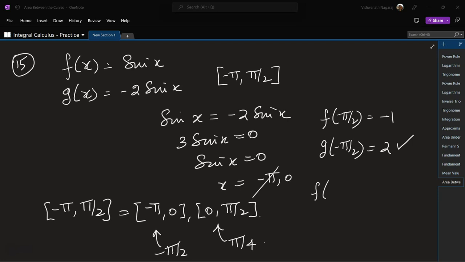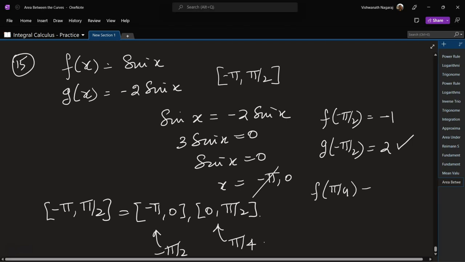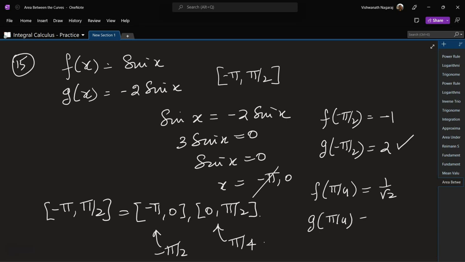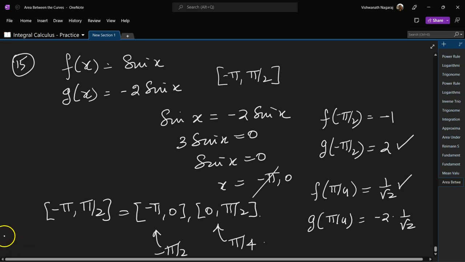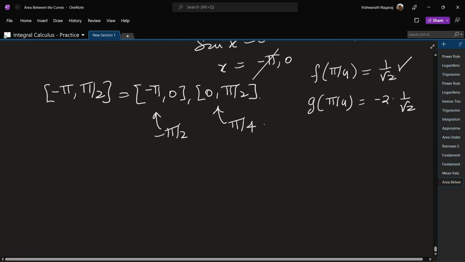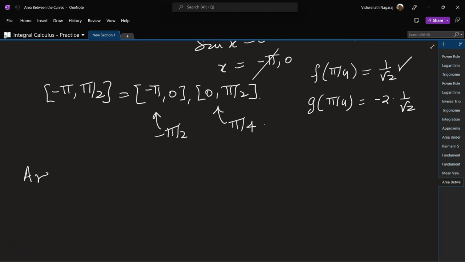In the second interval, let's pick pi by 4. F of pi by 4 is equal to sine pi by 4. Now sine pi by 4 is 1 by root 2. G of pi by 4 is equal to minus 2 times 1 by root 2. Right? So this is a negative term, so this will be higher. Okay, so we have everything we need.